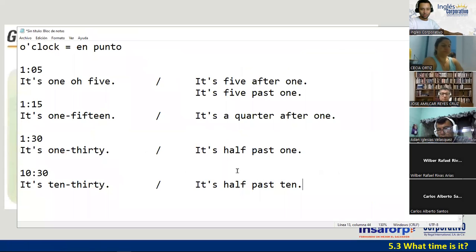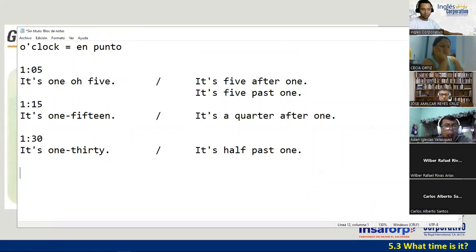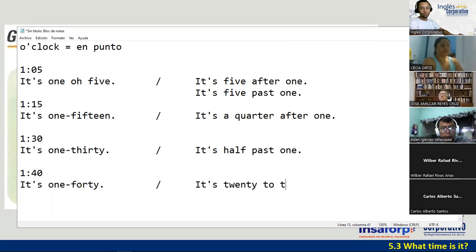Veámoslo acá, lo vamos a colocar aquí, quitaremos este ejemplo. 1:40. We have it's 1:40 or it's 20 to 2. Al igual que en español, cuando ya pasó las y media, podemos comenzar a contar los minutos que faltan para la siguiente hora completa, ¿verdad? Entonces, que es la 1:40 o son 20 para las 2. Ok, decimos en inglés, it's 20 to 2. Igualito, ¿verdad? It's 1:40, it's 20 to 2.